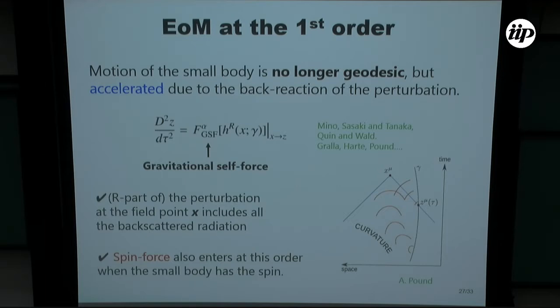Also, I am assuming the Kerr black hole and the motion of a point particle, and this point particle doesn't have spin. But if the point particle has a spin, the spin interaction of the Kerr black hole and the small particle also enters this order and creates an additional correction term here. Am I clear?